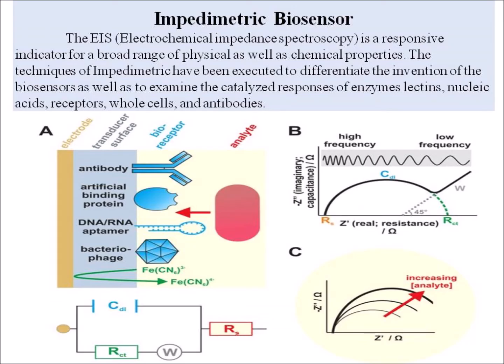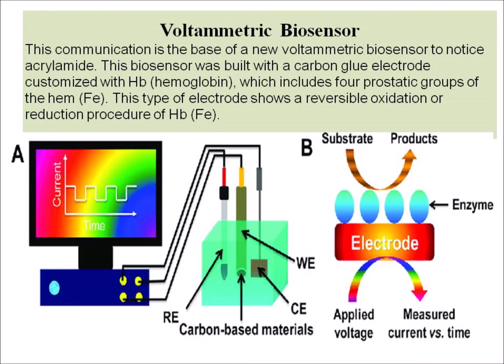Impedimetric biosensor is a responsive indicator for a broad range of physical as well as chemical properties. The impedimetric technique has been executed to characterize the fabrication of the biosensors as well as to examine the catalyzed response of enzymes, lectins, nucleic acids, receptors, whole cells and antibodies. See, diagrammatic representation is given here.